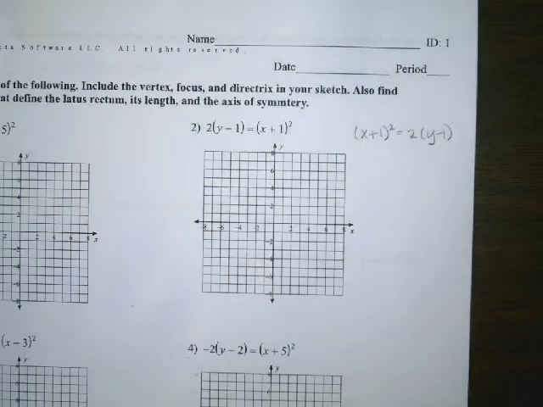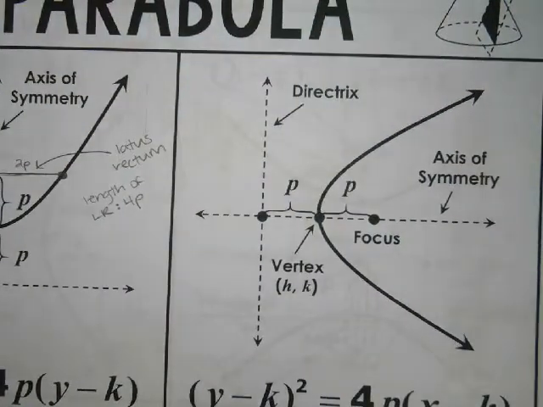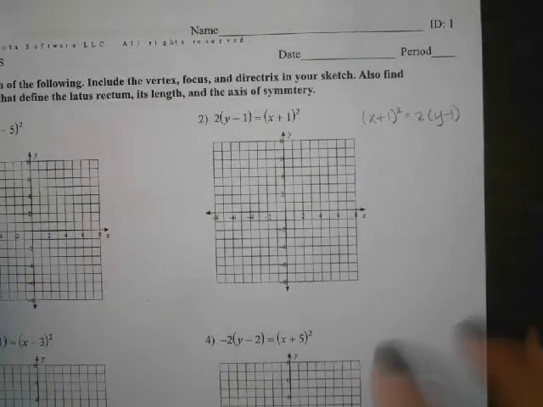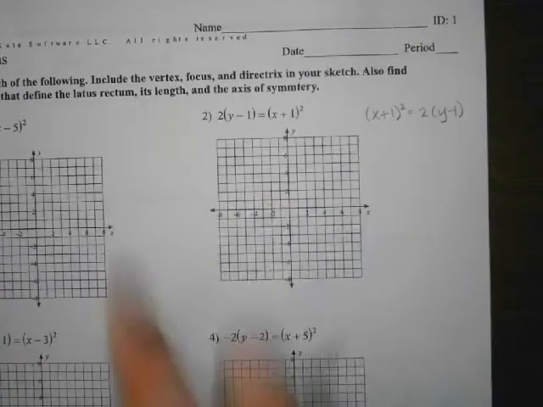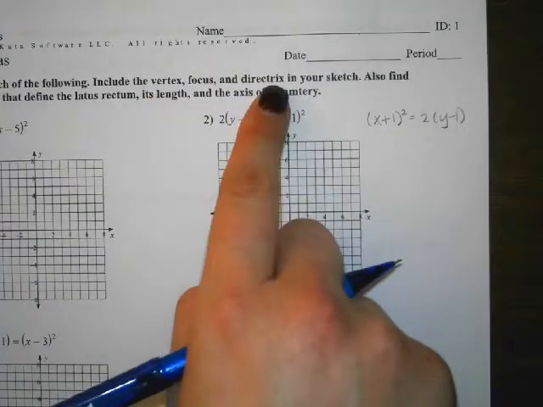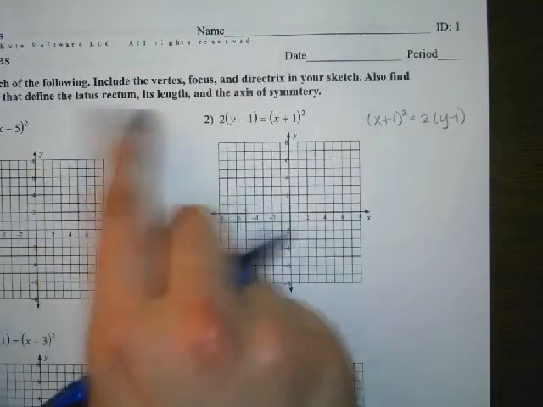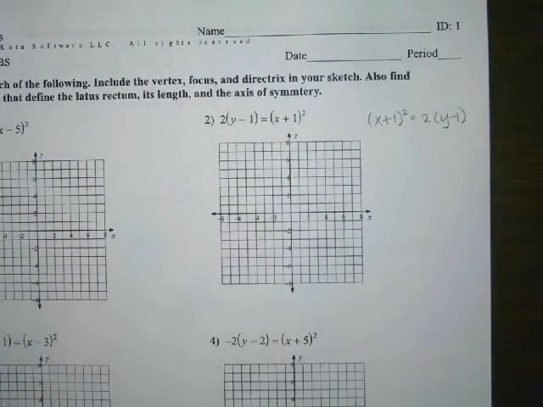And everyone should have their packets in front of them, right? You should have this in front of you so that you can refer to it. And they want us to find the vertex, the focus, the directrix, also find the points that define the latus rectum, the length, and the axis of symmetry.